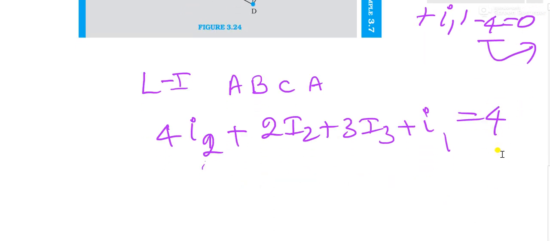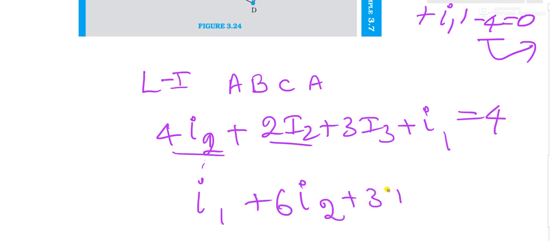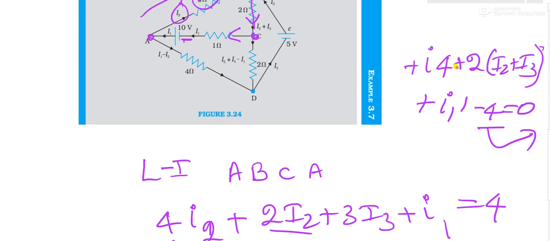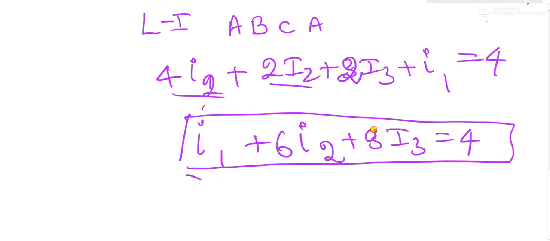Okay, now I1 together, I2 together. I1 will be 1 I1, I2 will be 6 times of I2, then 3 times of I3 is equal to 4. Like this we will get the value. Okay, sorry, one small mistake here. When we take the 2 inside, 2 times of I2 and 2 times of I3, here we will get 2 times of I3. This is equation 1 I have taken.